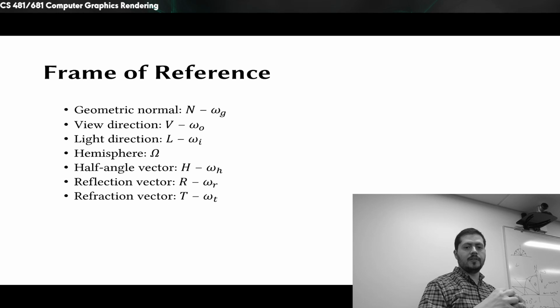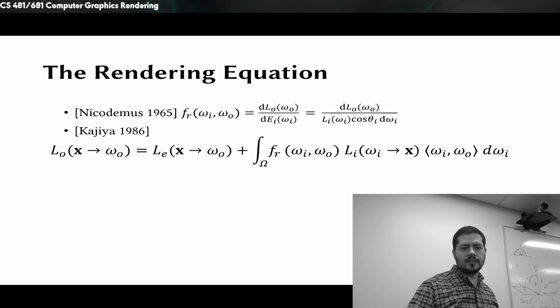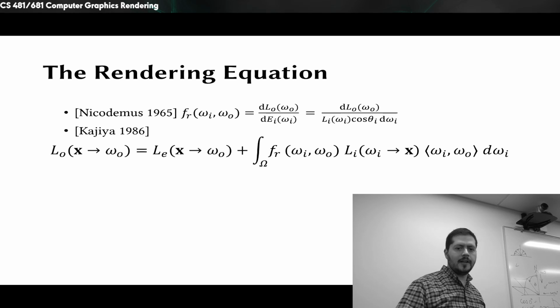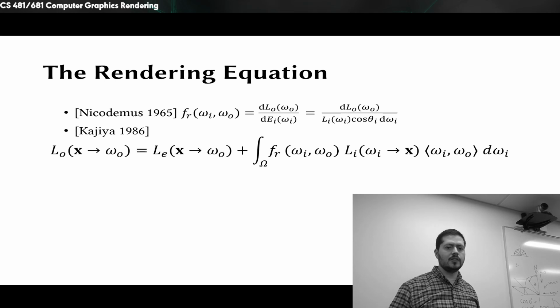My personal preference is I like the physics ones better. The reason I like the physics ones better is because I feel like I'm trying to be as correct as possible when referring to what's happening. So let's take a look at the rendering equation, and the BRDF in particular.